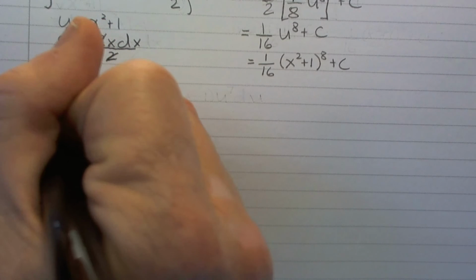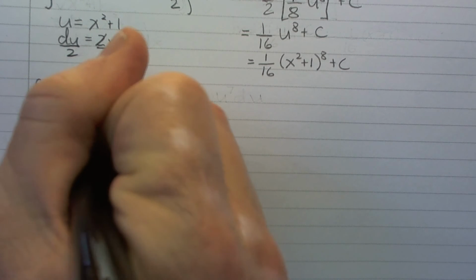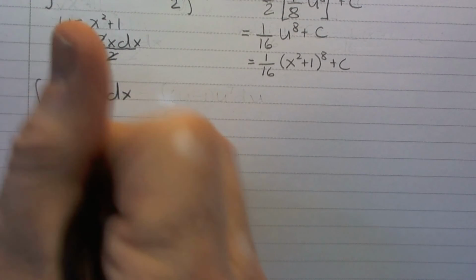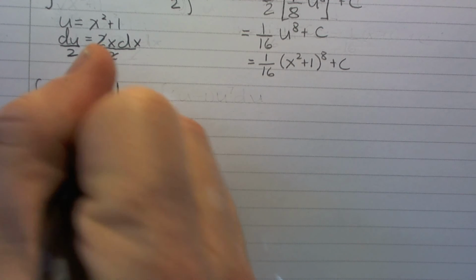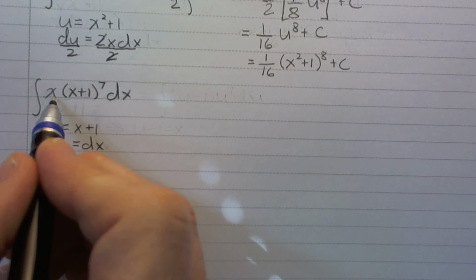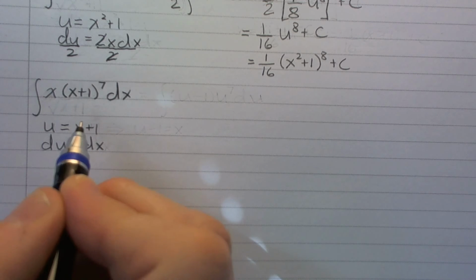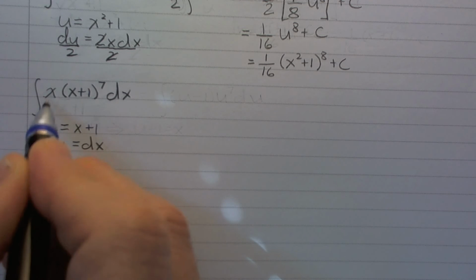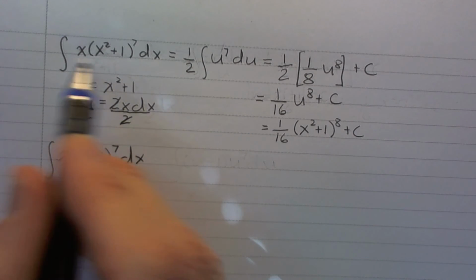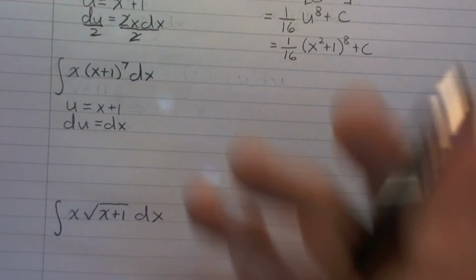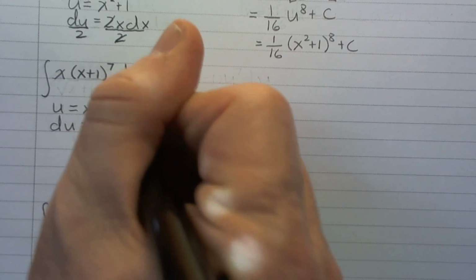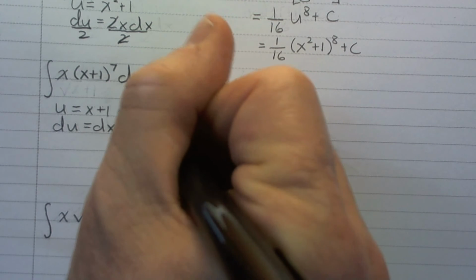Well, let's see. Let's let u be x plus 1. And now, if I find du, look at du here. du is just equal to dx. But what about that x right there? We still have that x. And it's hard to see from this how we can substitute in nicely like we did with this problem. So here's what we can do. I'll let u be x plus 1, and then I can just solve for x.